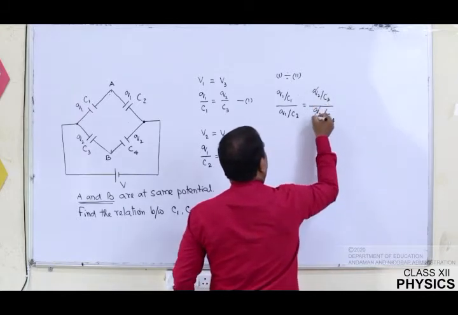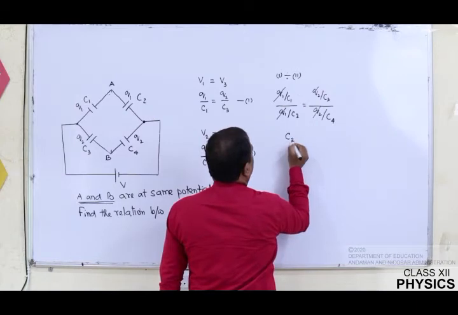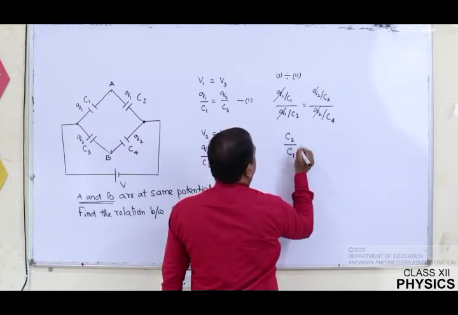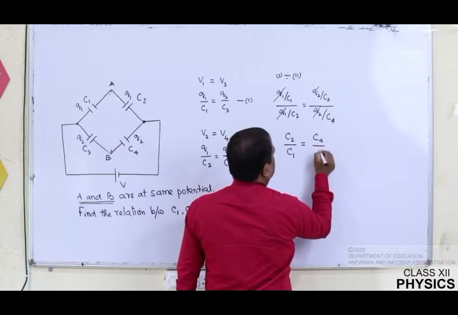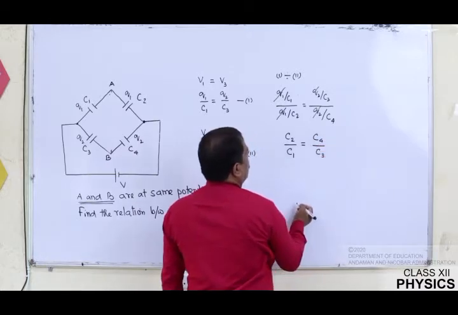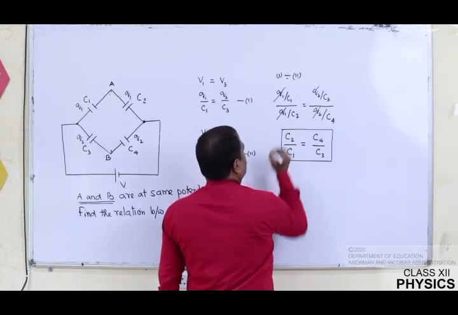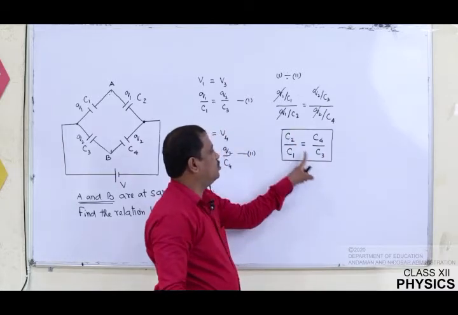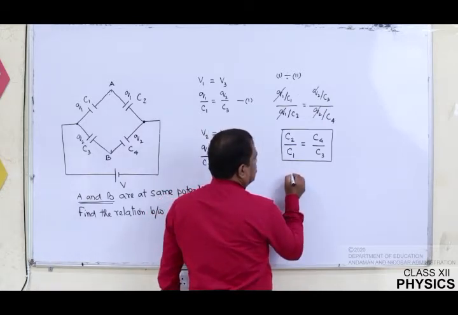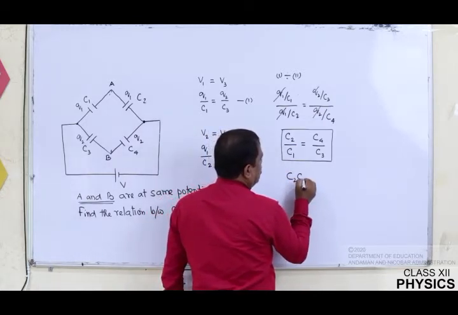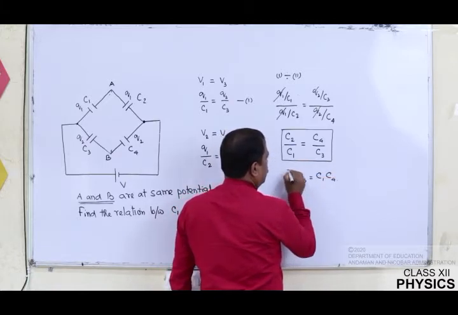So Q2 and Q2 go off, Q1 and Q1 go off, I have C2 upon C1 is equal to C4 upon C3. So this is the relation among C1, C2, C3, C4. Else I can write C2 C3 is equal to C1 C4 this way.